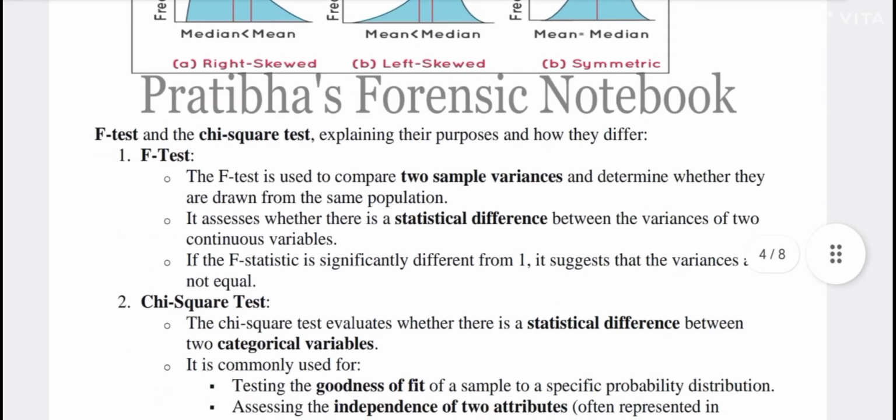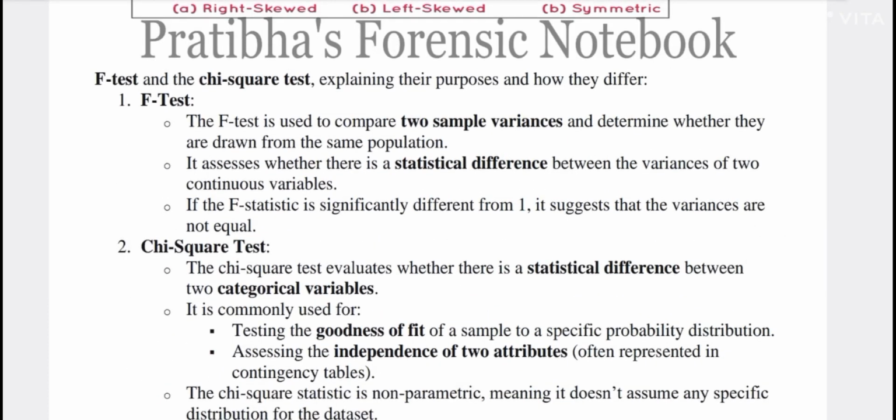Then comes the F test and chi-square test. These tests are used for different types of hypothesis testing. In research we use this kind of test, like the F test and chi-square test. There are two more, Z test and T test. Z test is hypothesis testing for large sample size, and T test is hypothesis testing for small sample size.